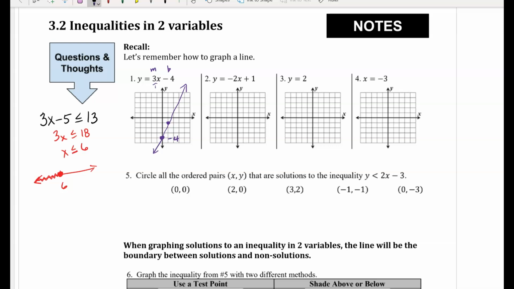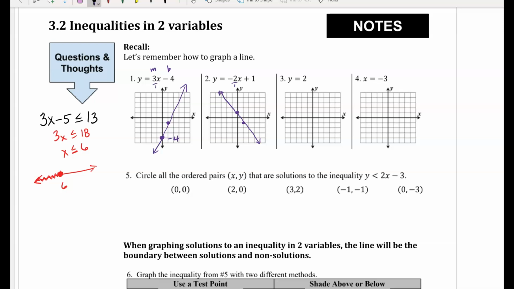This is solved for y, so we can read our y-intercept of 1, and from that y-intercept we count a negative slope, -2/1. So I can go down 2, which is a negative direction, and to the right 1. I could also go up 2 and to the left 1. I just need to make sure that I have a downhill line because I have a negative slope.